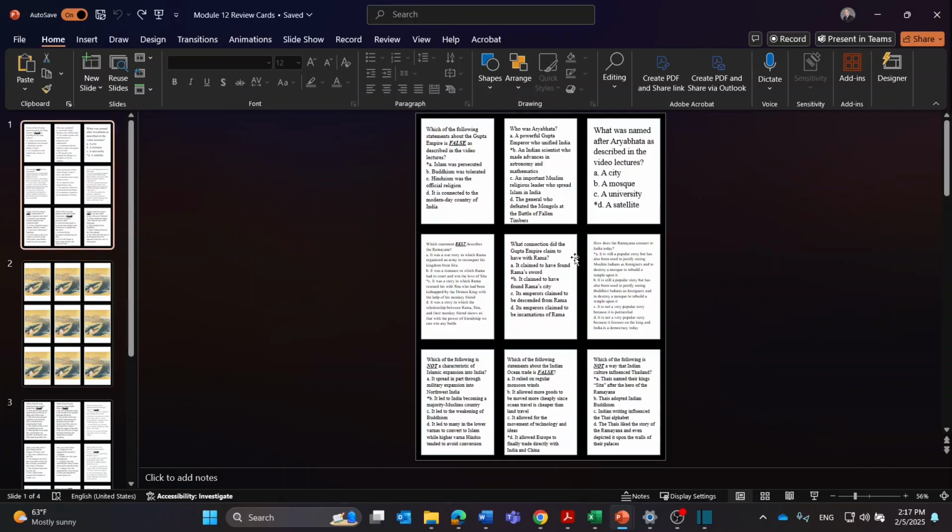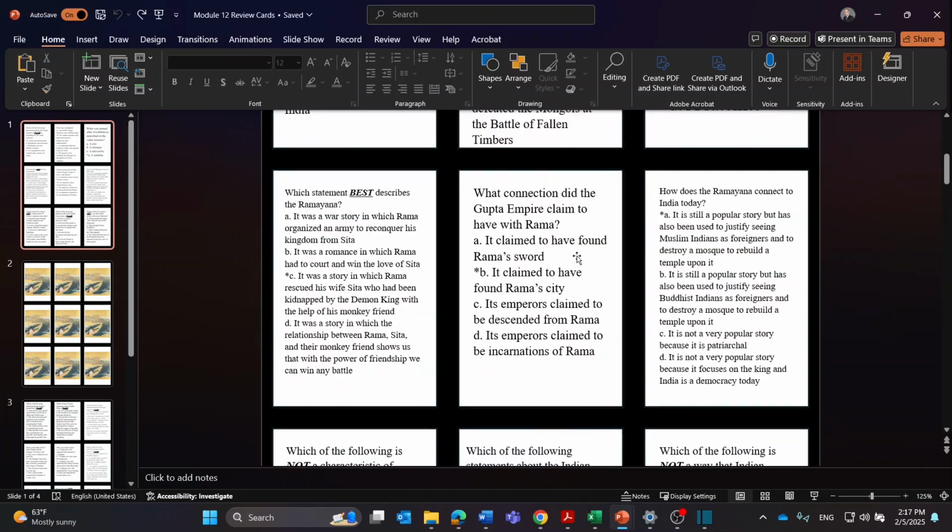And then it just has questions. What connection did the Gupta Empire claim to have with Rama? The person looking at it will know the correct answer, that it's B, because it's got an asterisk by it. And remember, if you land on this, the person who would take the next turn is the one that reads it. You can't read it because you would know the answer and you would automatically get it right.